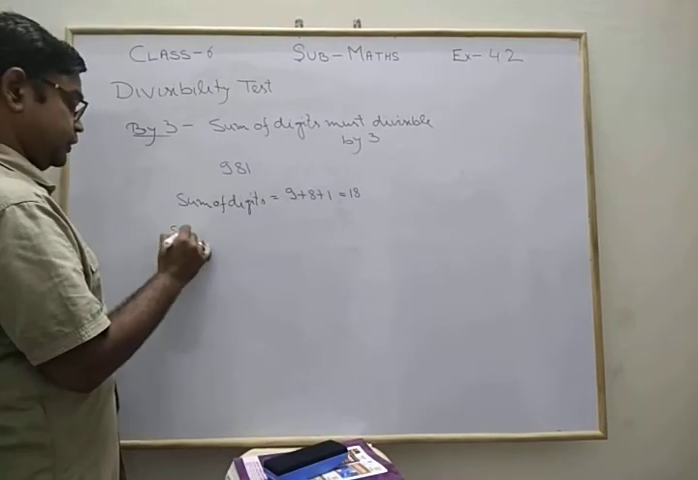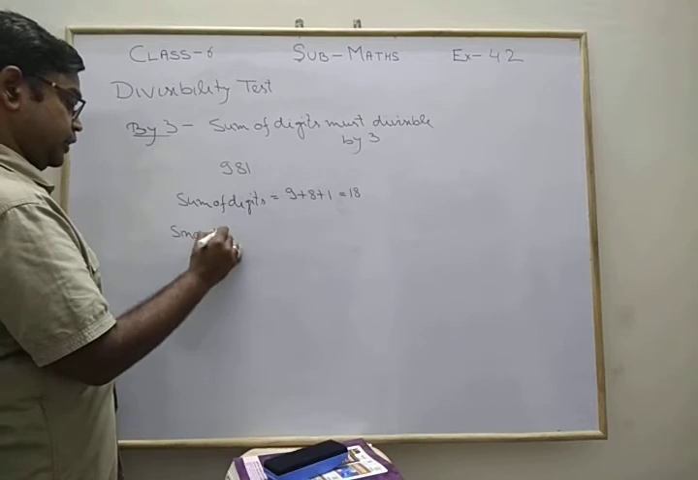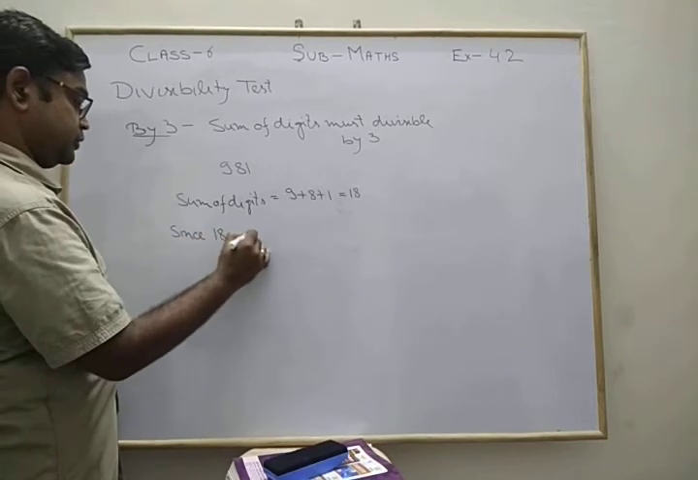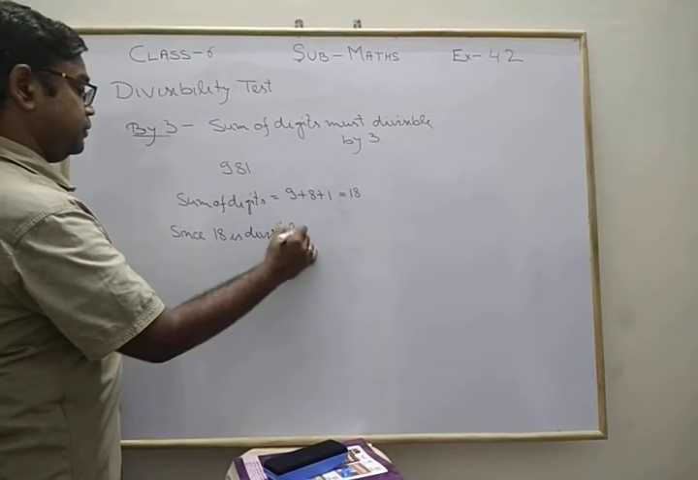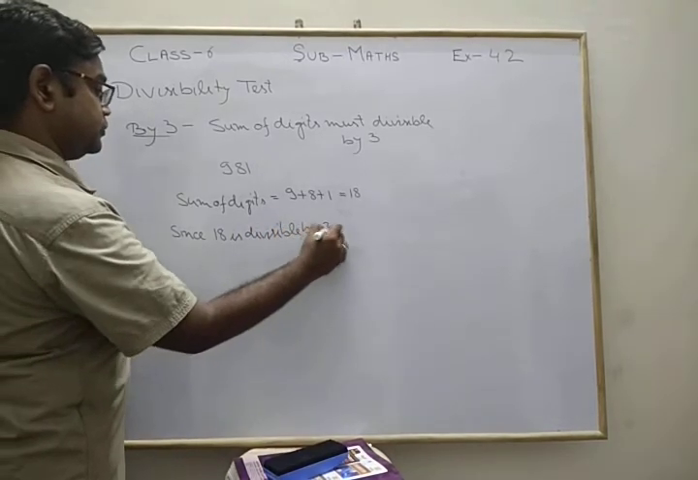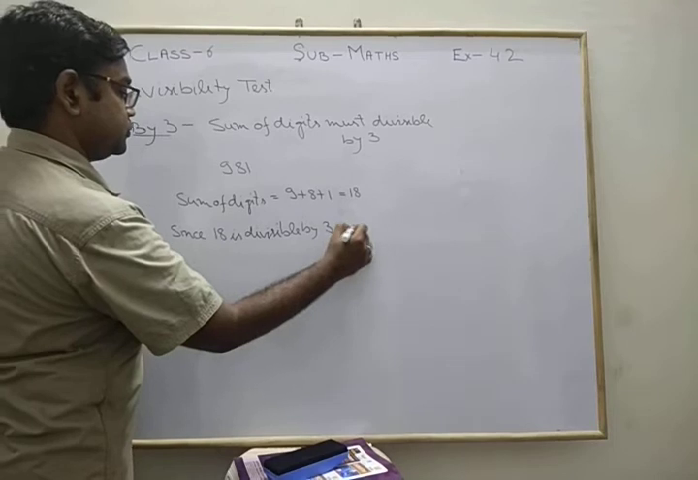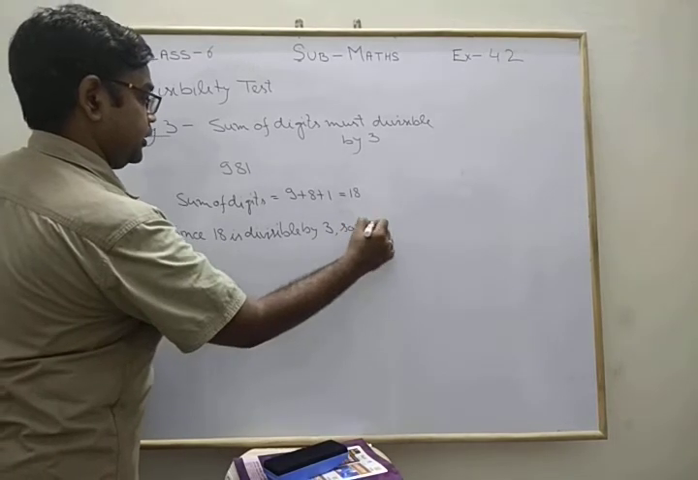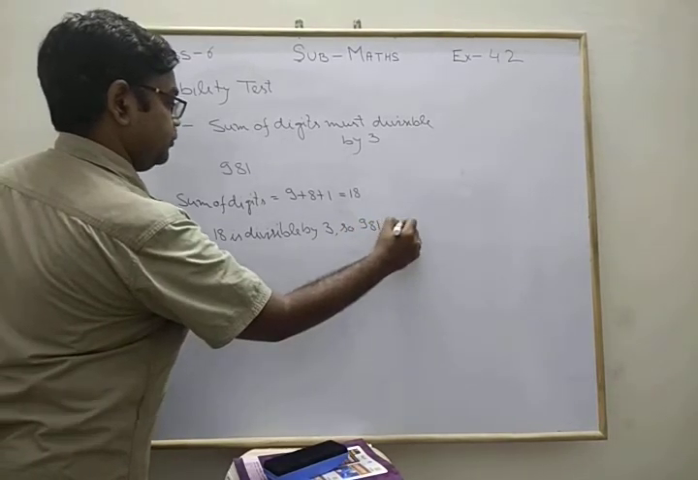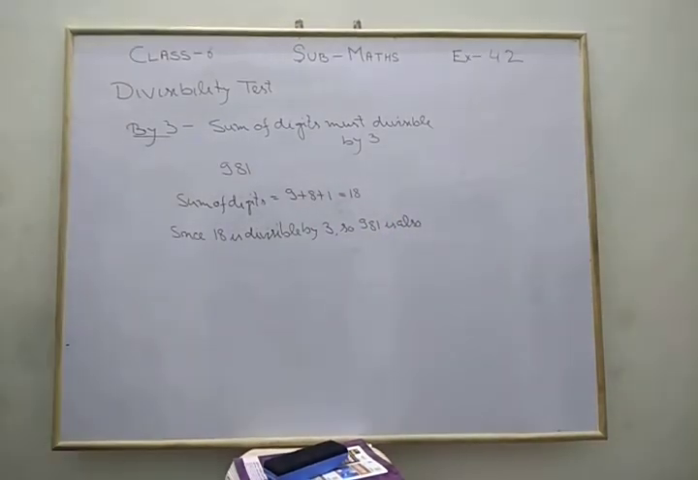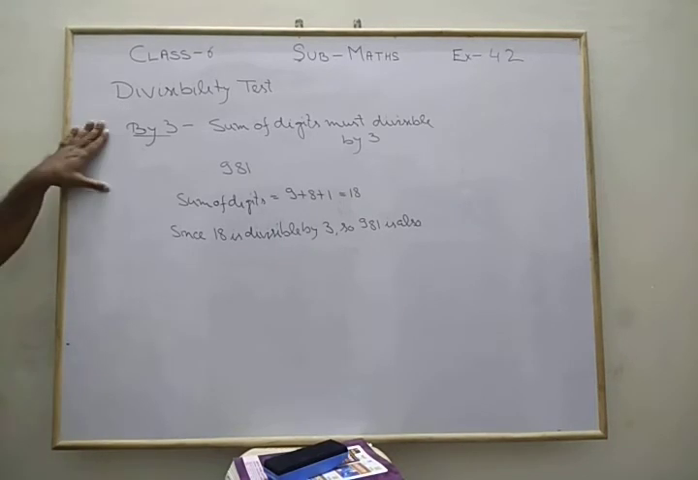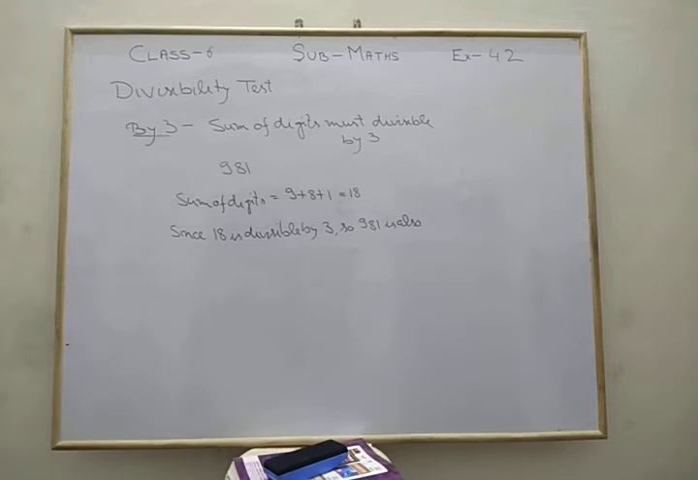So we can write: since 18 is divisible by 3, 981 is also divisible by 3. Is that clear? So we discussed by 2 and by 3. Next number is by 4.